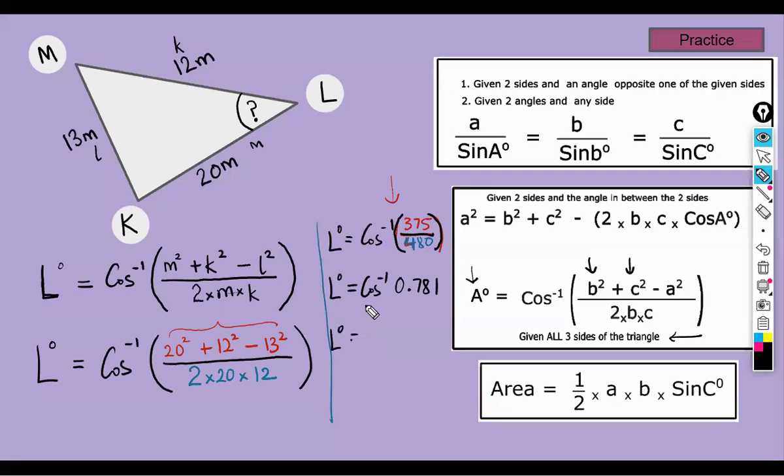Finish off the question now. Cos inverse 0.781 and you're done with the question. That is it. You're done. Right? Second function, cosine 0.781. And I'm seeing this: 38.6. Remember your final answer, you could go to 2 decimal places if you wish. And I'm getting 38.65 to 2 decimal places.